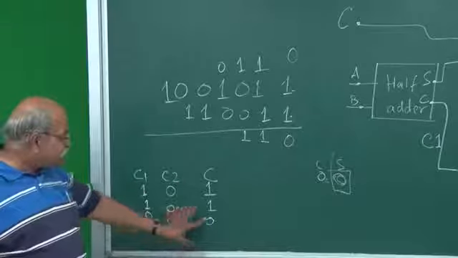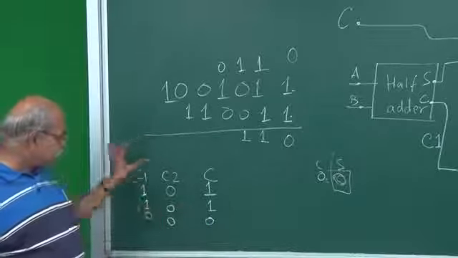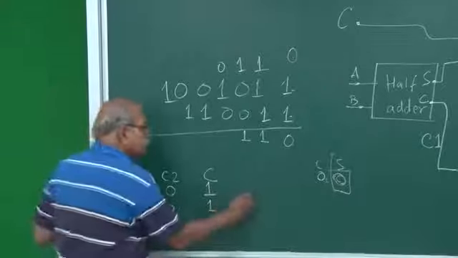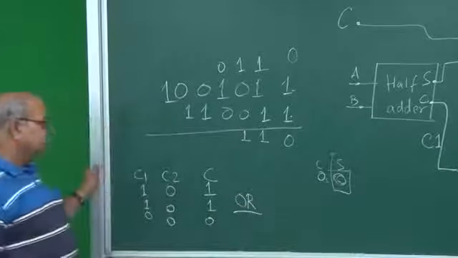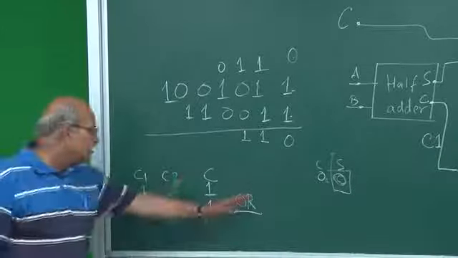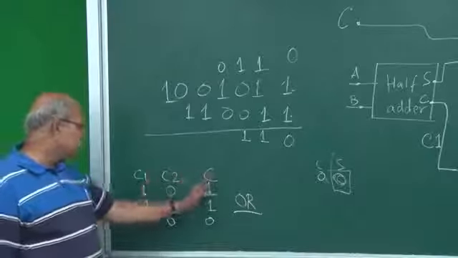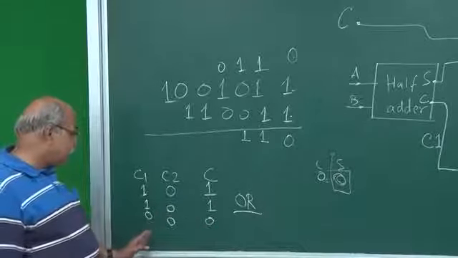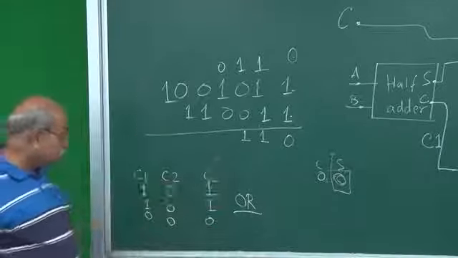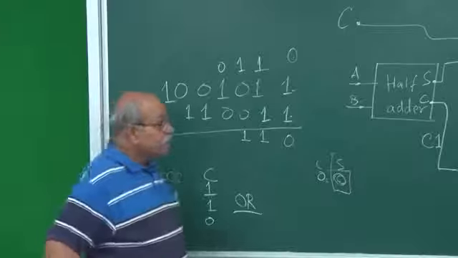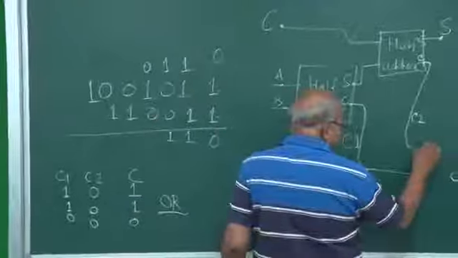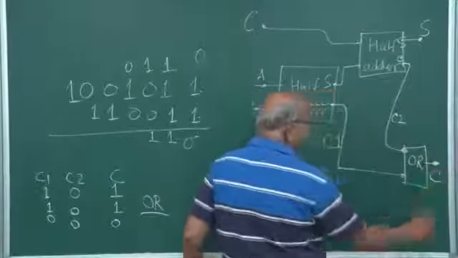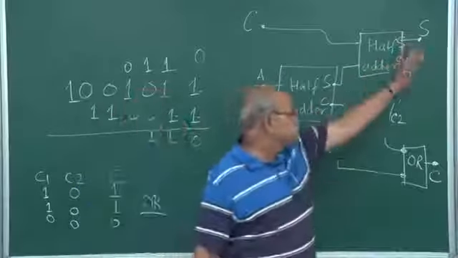But if you look at these, they can be implemented using an OR circuit. If you do C1 or C2, then you will get this C. 1 0 gives you 1, 0 0 gives you 0, and 1 1 will also give you 1. So here I have to put in an OR circuit, and that output will be the final C. So you have final S, you have final C.